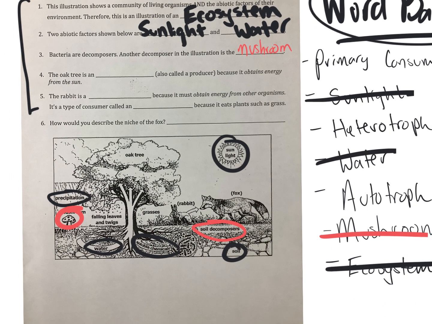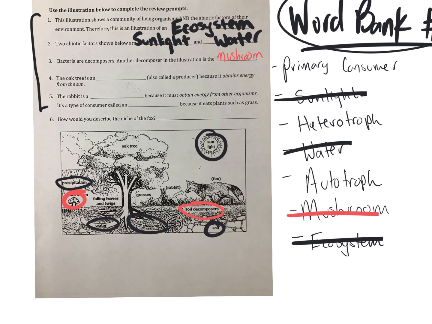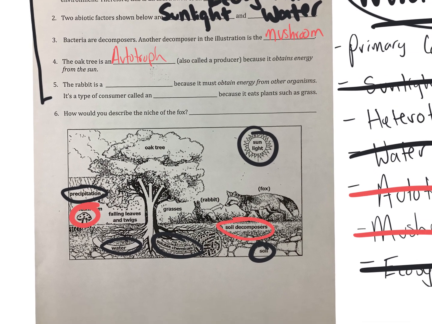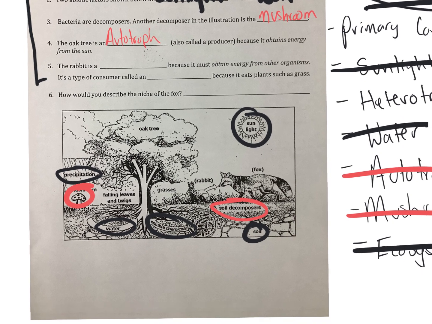Number 4, an oak tree is a blank, also called a producer because it obtains energy from the sun. Okay. Our answer for that one is going to be autotroph. The part in the word of auto is kind of a prefix meaning autonomous, like it does it on its own. And troph is just talking about energy. And an oak tree obtains its energy on its own without having to eat any other organisms. So that's where that's coming from.